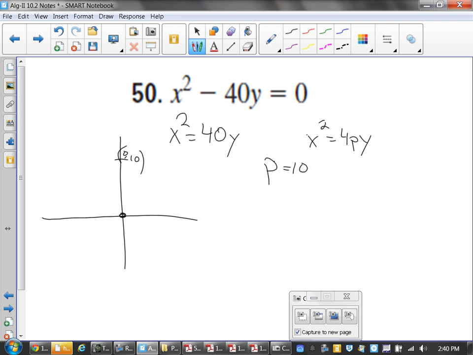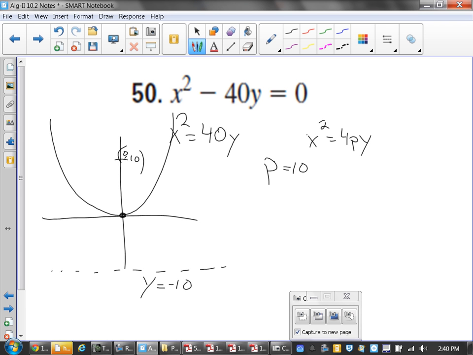Where's the directrix? Negative 10. What equals negative 10? Y. Very good. What's left that you have to do? Get me a symmetric twin. Now, again, this is where it's a little bit weird. You have x squared equals 40y. One of two things you can do: try and get substituted numbers that make sense.